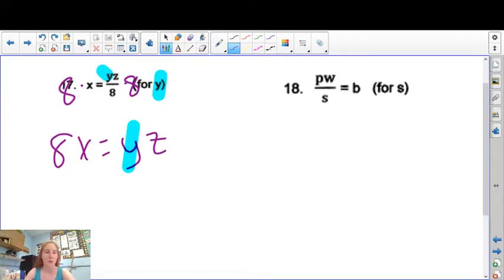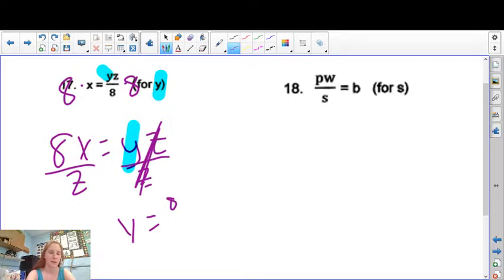Right now, y and z are being multiplied. So to undo that multiplication, I'm going to divide by whatever is causing the issue. And in this case, it's z. So I want y by himself, so my z's cancel out. I'm left with y is equal to 8x divided by z.